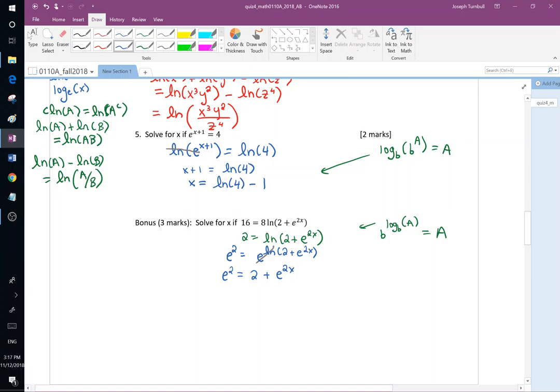Almost done. Just kidding. We want to get the exponential all by itself. So I'm going to subtract 2 from both sides. e squared minus 2 is equal to e to the 2x. Now the exponential is isolated.